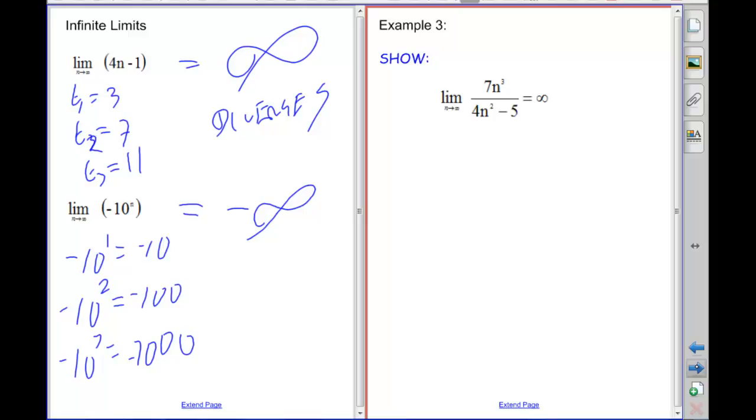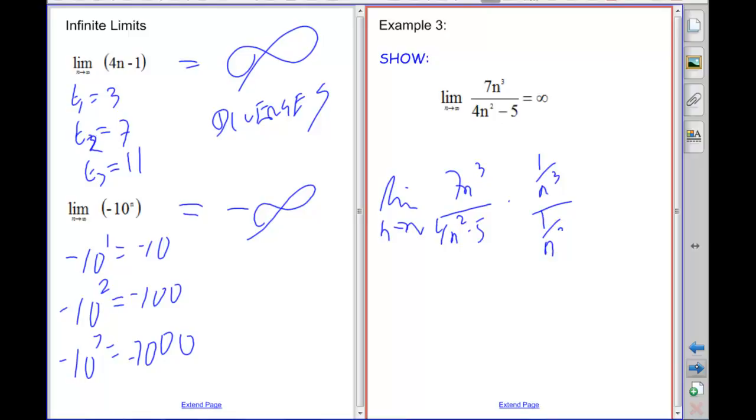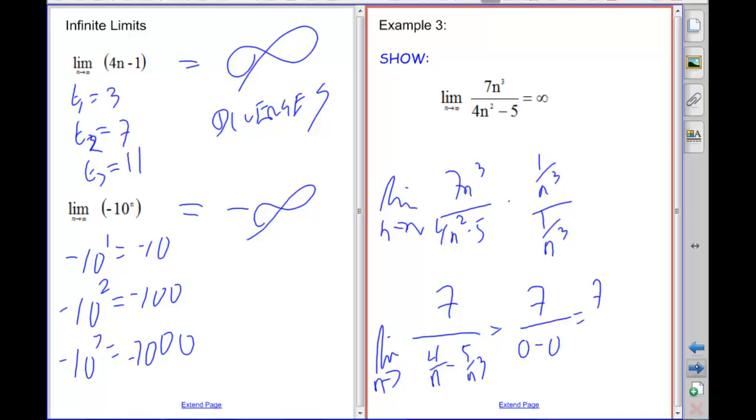This one doesn't really fit the rules either, because when we multiply through by 1 over n cubed, should we? Limit as n goes to infinity of 7n cubed over 4n squared minus 5. Let's multiply by 1 over n cubed. So we get 7 over 4 over n minus 5 over n cubed. That's kind of hard to tell, because now we got 7 over 0 minus 0. 7 over 0. What is that supposed to be?